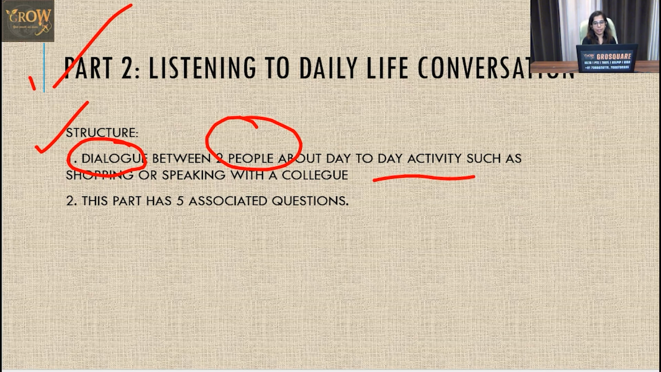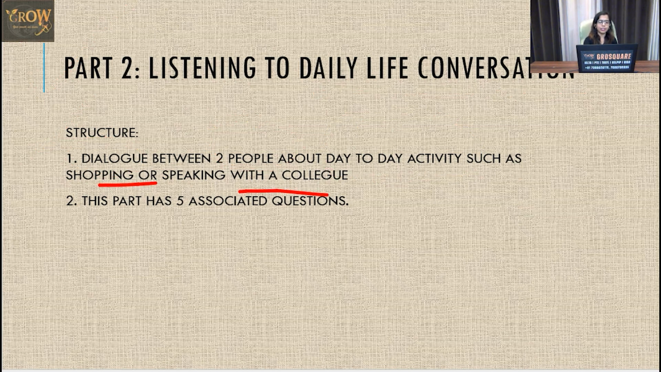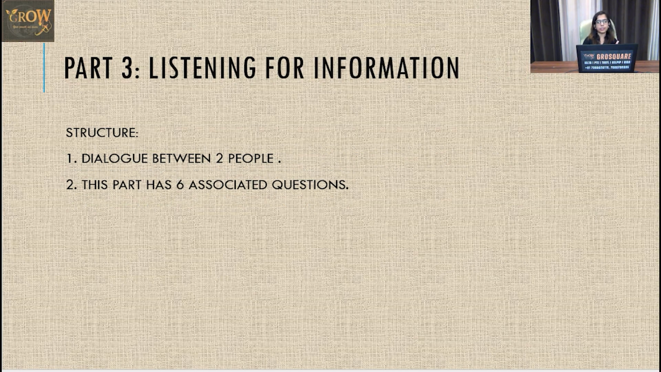So this is what we have as the question, daily life conversation. They would be discussing their day-to-day activity, such as shopping or speaking with a colleague. That is our day-to-day activity, right? And this part has 5 associated questions. Very simple. Two persons would be talking with each other, 2 persons would be discussing any topic, and on the basis of that we need to solve some questions. Let's move ahead towards the next part.